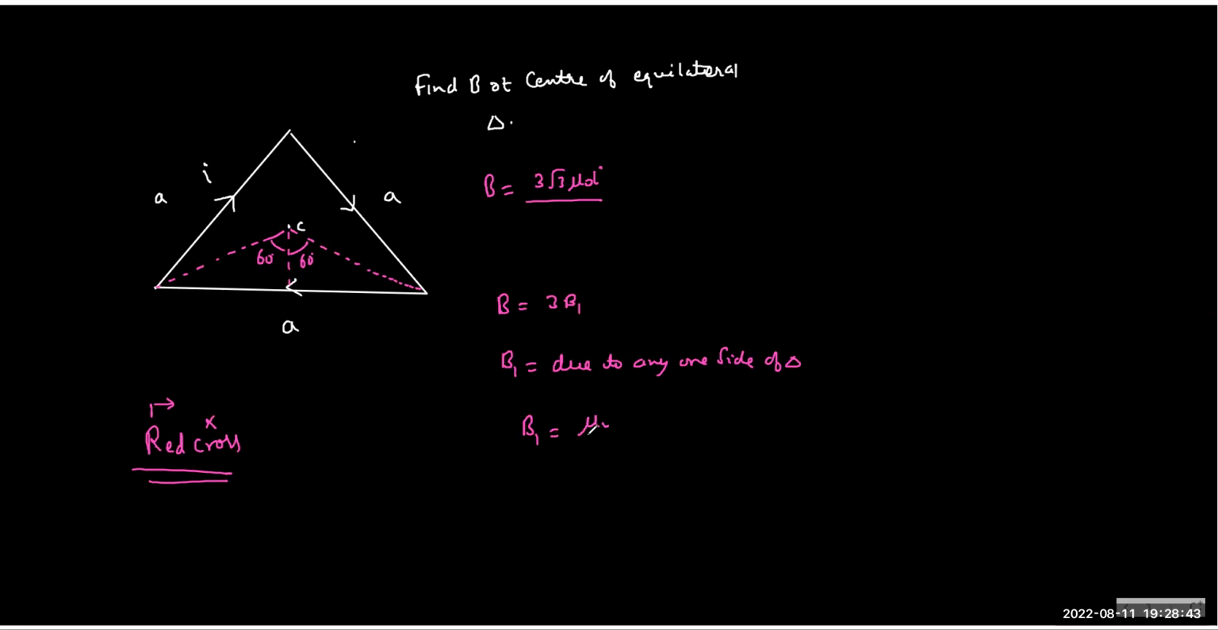So B1 you can write as mu naught by 4 pi, I by D, and now D is something which we need to evaluate. So you can write tan 60 as a by 2D, correct? Yes, sir. So D turns out to be a by 2 tan 60, which is a by 2 root 3, right? And then we have sine 60 and sine 60, which is 2 sine 60. So B1 turns out to be how much? 9 mu naught I by 2 pi D.